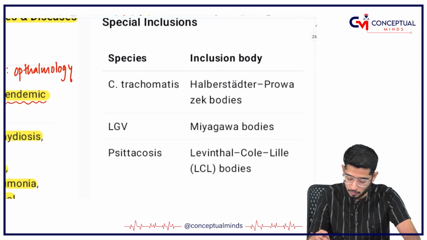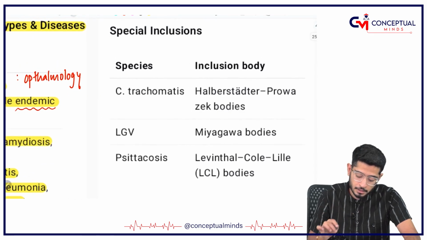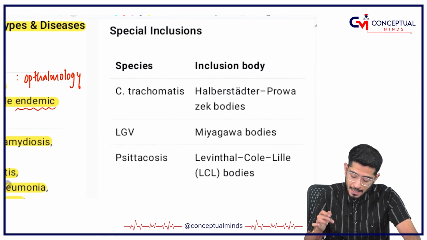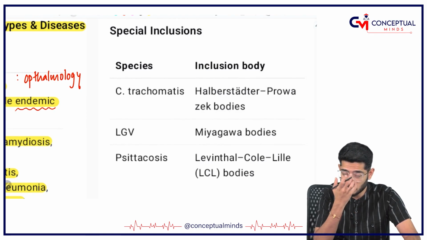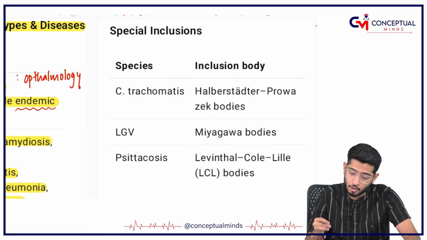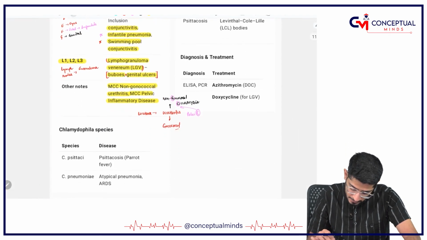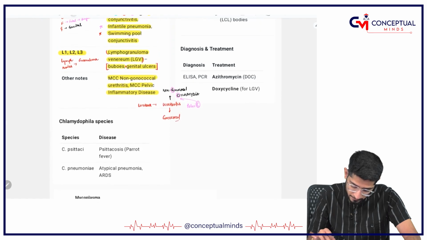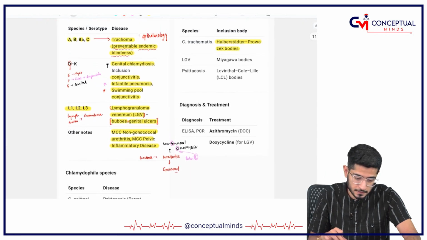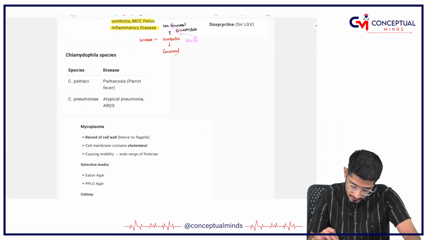Now, remember, Chlamydia trachomatis has an inclusion body. They have got inclusion body, and this inclusion body is called Halberstaedter-Prowazek bodies. I just hope I have covered everything. Okay. So this is clear to us. L1, L2, L3. Yes. Okay.